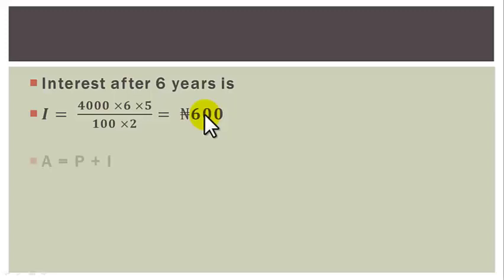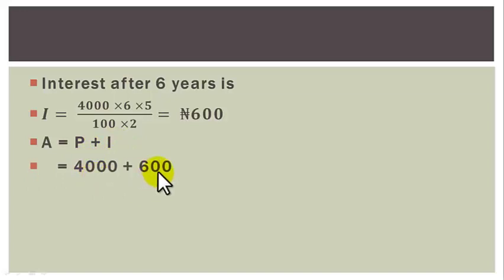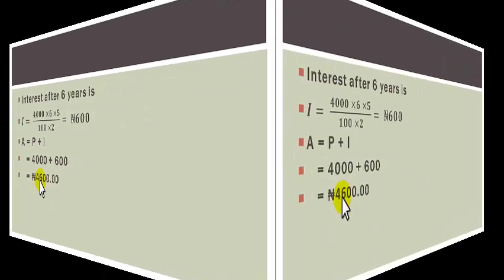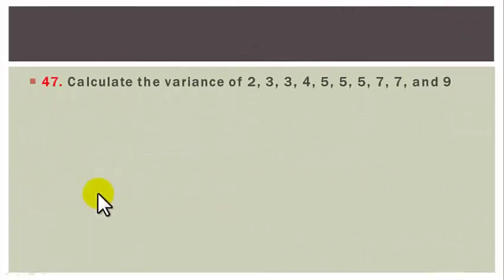Therefore the amount is equal to principal plus the interest, which is equal to 4,000 plus 600, and that will give us 4,600 naira. Question number 47. Calculate the variance of the numbers 2, 3, 3, 4, 5, 5, 5, 7, 7, and 9.